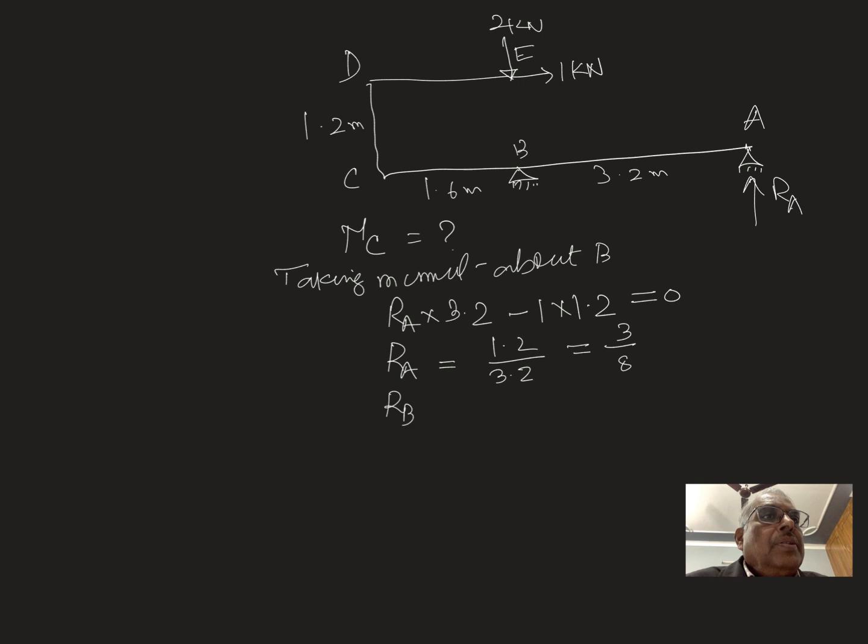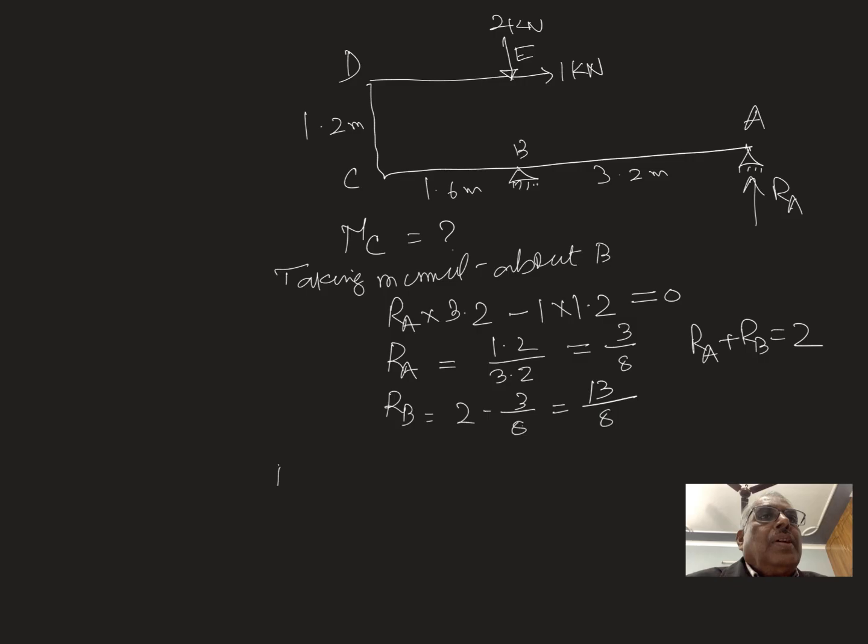RB will be how much? RA plus RB is how much? 2. RA plus RB is only 2 kilonewton. So RB is 2 minus 3 by 8. So this is 13 by 8.